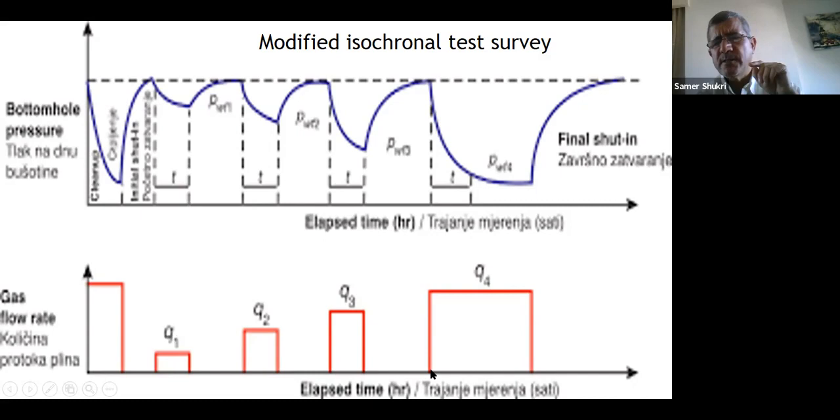Then 24 hours close, then open at 24 hours. Then close it. You see it here. This graph is related to the operation here. Opening size of the choke, quarter, 2/4, 3/4, and full open.